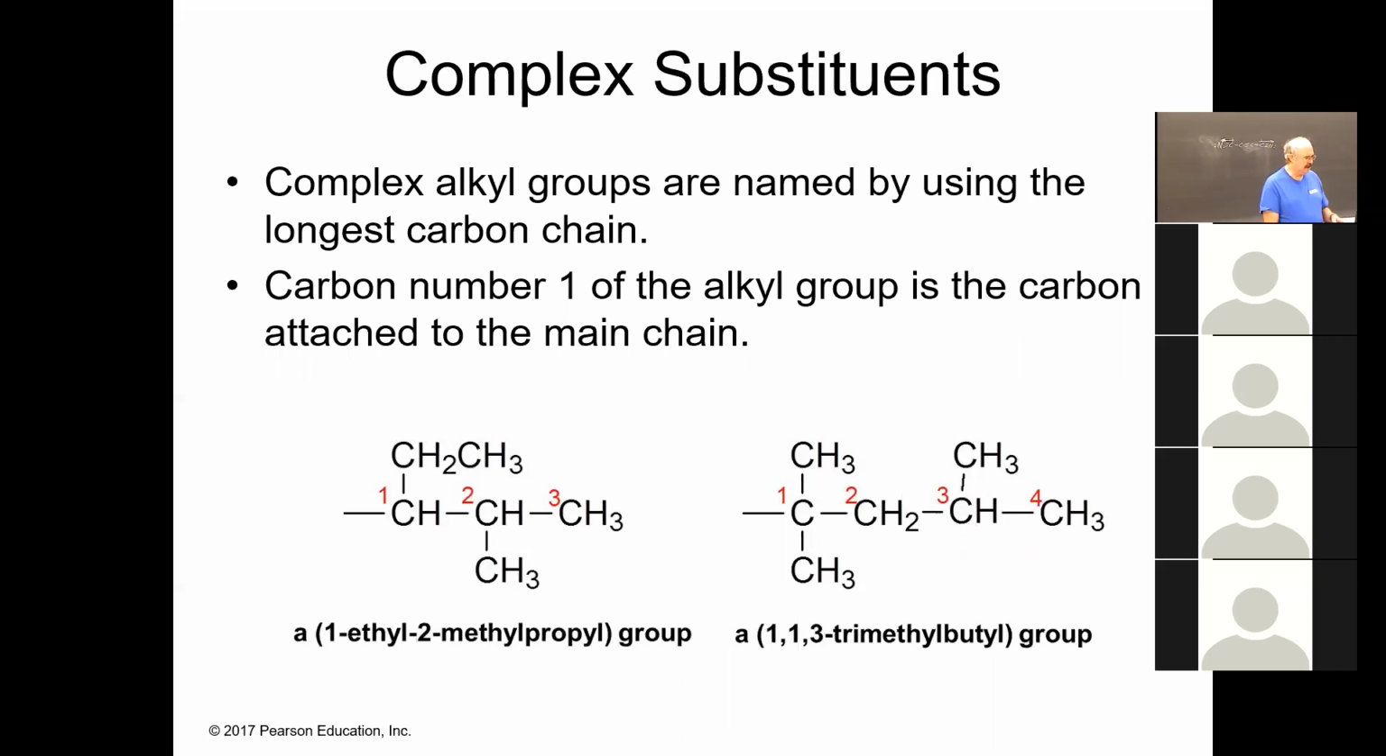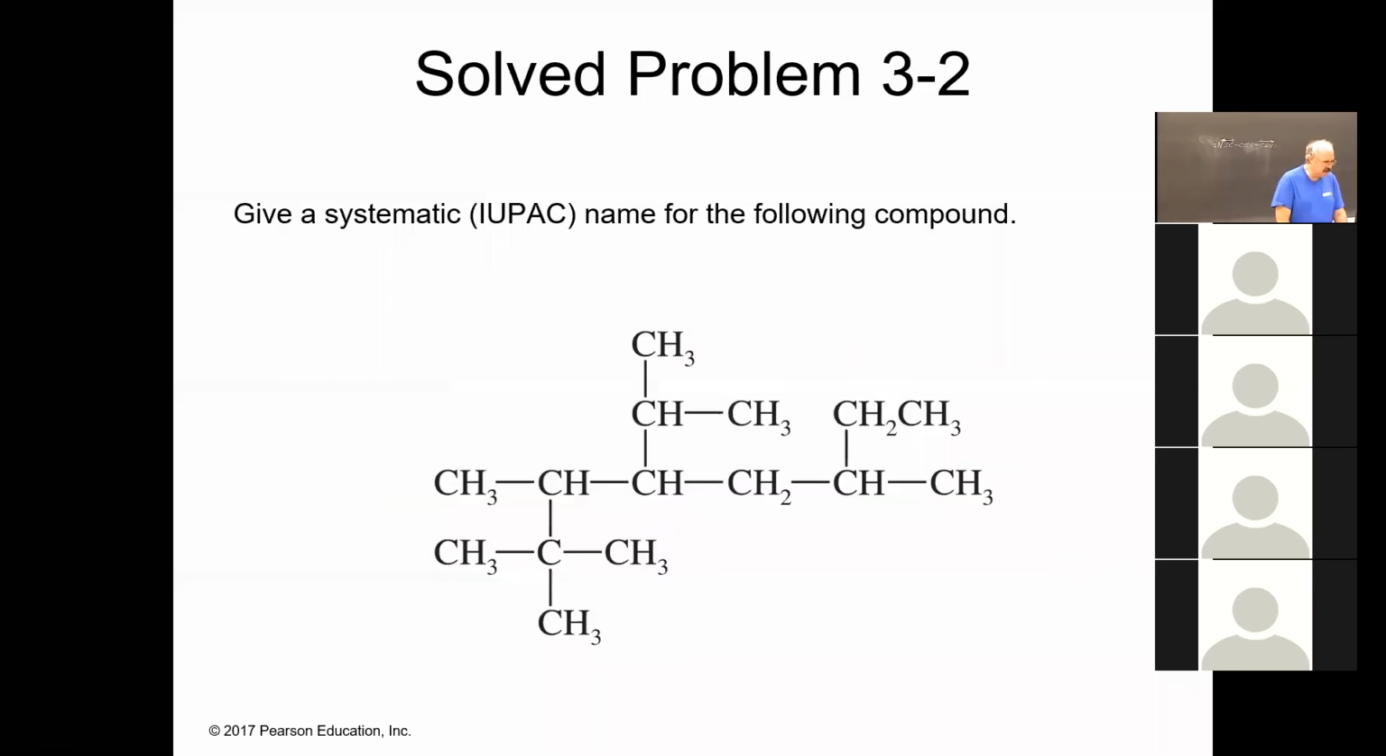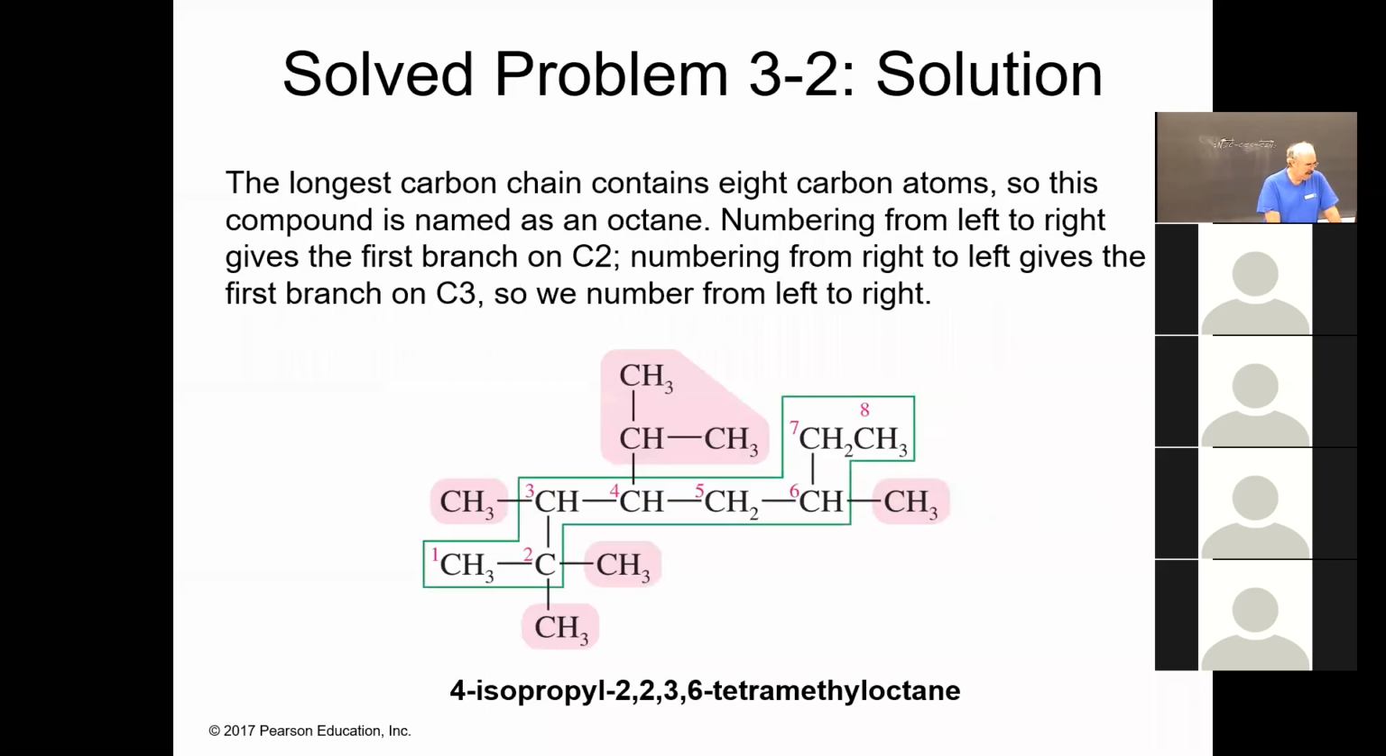Probably won't have too many, probably one at the most, complex substituents. But be aware of how to name those. Here's an example where we have the same substituent on the same location. So we have 2,2,3,6-tetramethyl. This is an isopropyl group up here at the top.